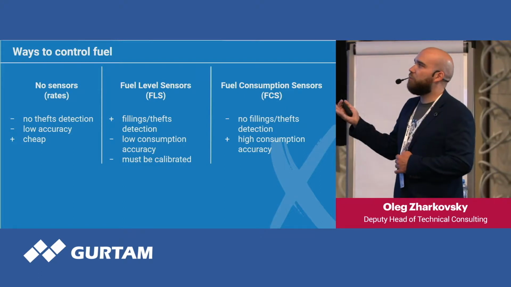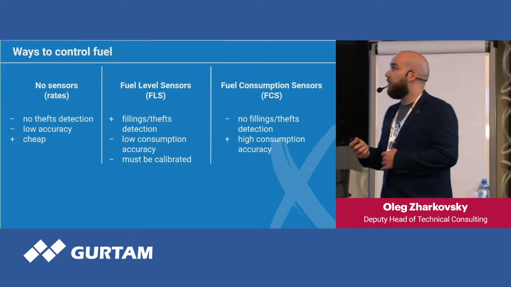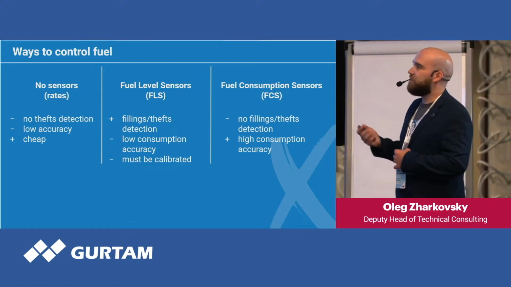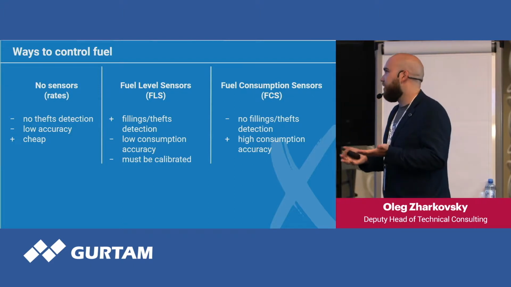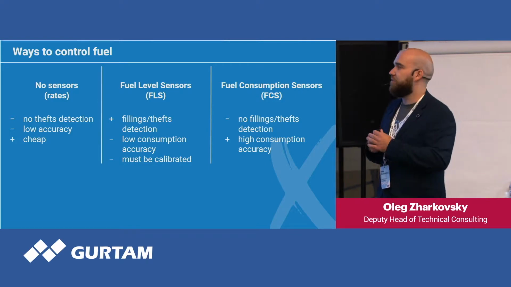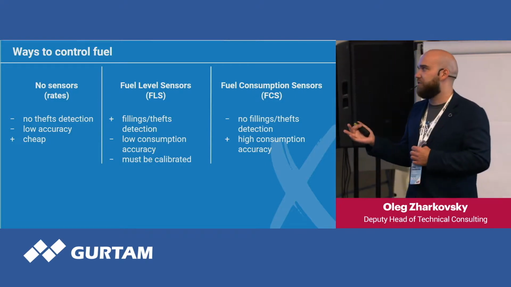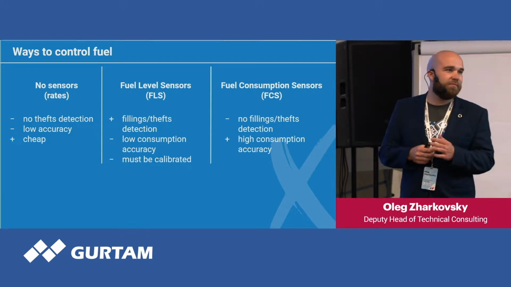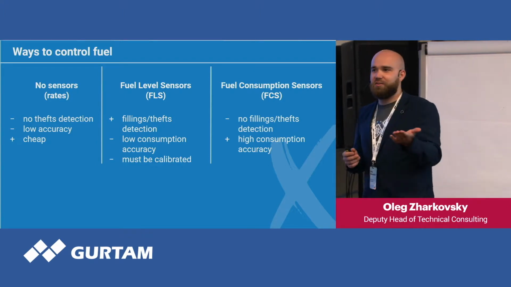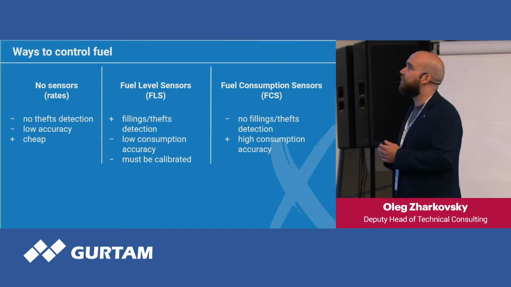So we've got several ways to control fuel. The first one, the easiest one, with no sensors, based on rates. And what are the advantages and disadvantages? We've got no self-detection in that case, and definitely we've got a low accuracy, but also it is cheap. No sensors, it is also always cheap.